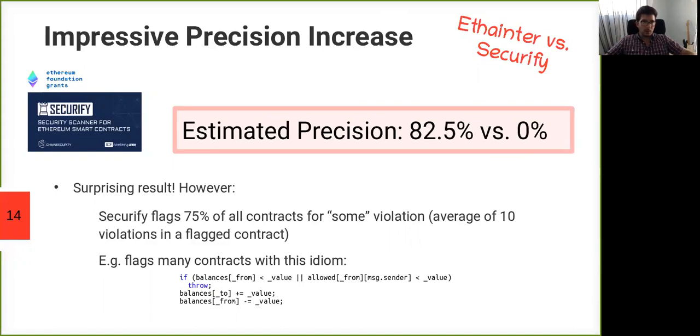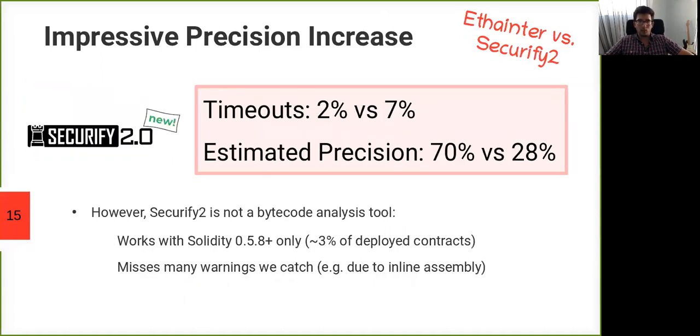Now, the way we got this precision figure is it's an approximate figure, because we took 50 warnings, 50 smart contracts that were flagged by each tool. We manually inspected them and saw whether we could actually exploit the smart contracts under some conditions. And we also noticed that Securify flags a lot of the contracts for some violation, which is not a realistic result. We also compared Ethainter against Securify 2, which is a much more modern tool, but it's a different beast.